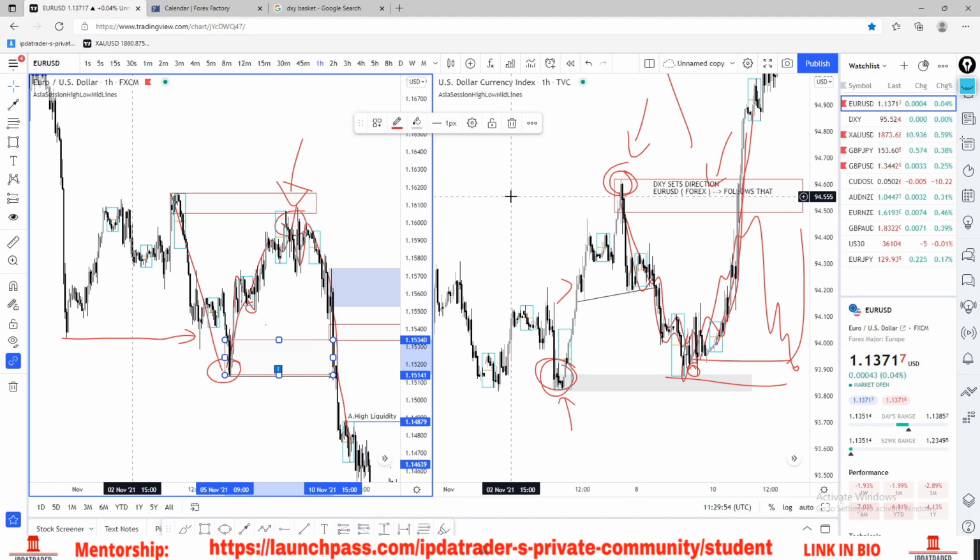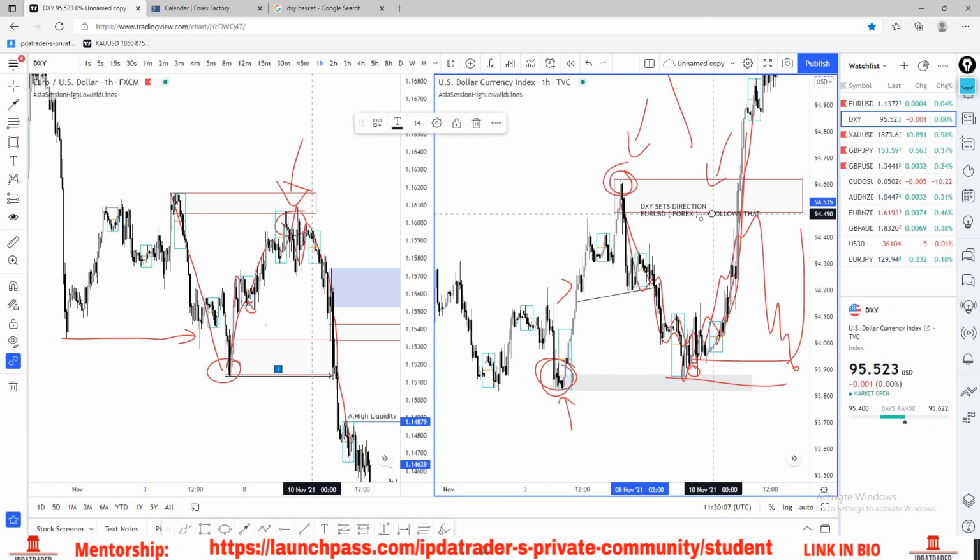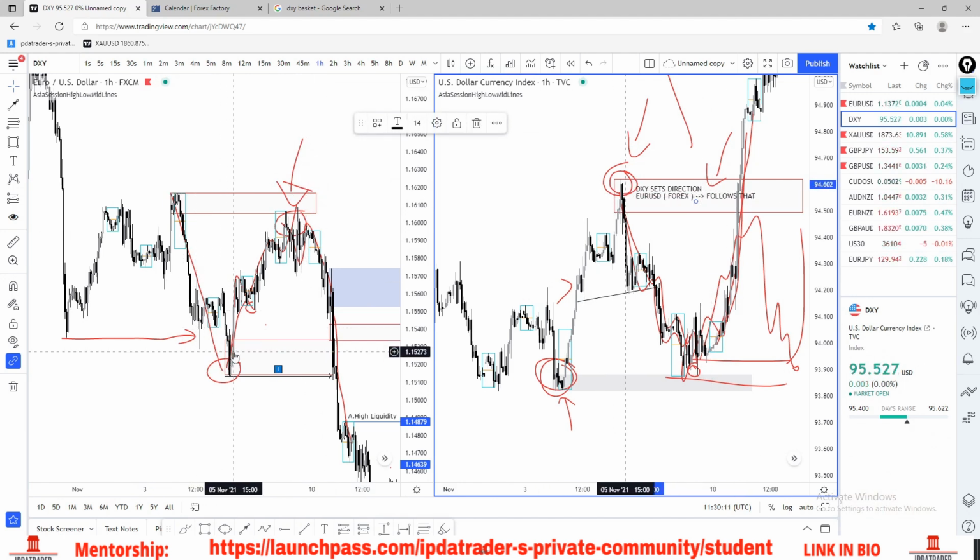So understand that, right? The DXY tends to do what the Euro USD will eventually do, but faster, right? Just in the opposite direction. Understand that the DXY is more likely to hit this block faster than the Euro USD will ever do it, because it tends to move quicker, right?